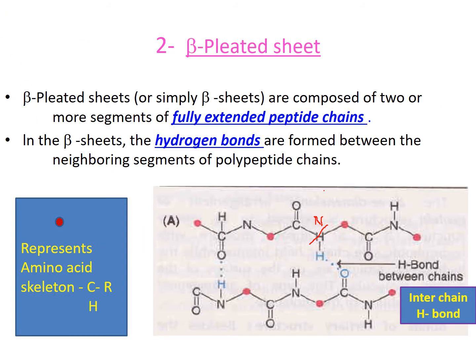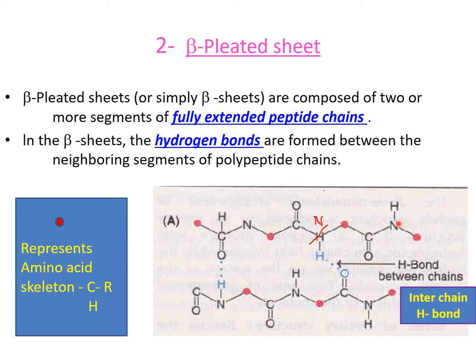Now, beta-pleated sheets. Beta-pleated sheets, or simply beta sheets, are composed of two or more segments of fully extended peptide chains. In beta sheets, the hydrogen bonds are formed between the neighboring segments of the polypeptide chain. This is one polypeptide chain. So this we call a sheet.